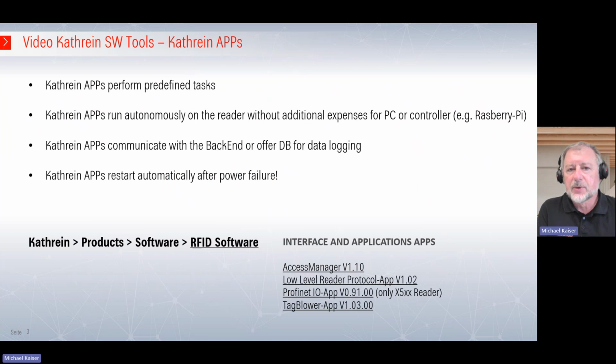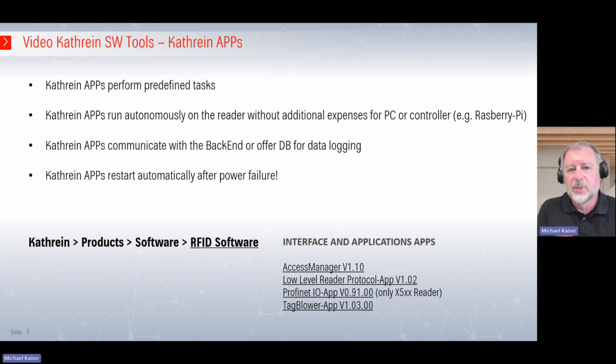You will find the Kathrein apps when you follow Kathrein Products Software, and please select the folder with RFID software. There you can find the Kathrein apps. They perform in a predefined way. So for each topic, you have an application, a so-called app, which helps you to solve the problem. This app runs autonomously. This means without any external controller.